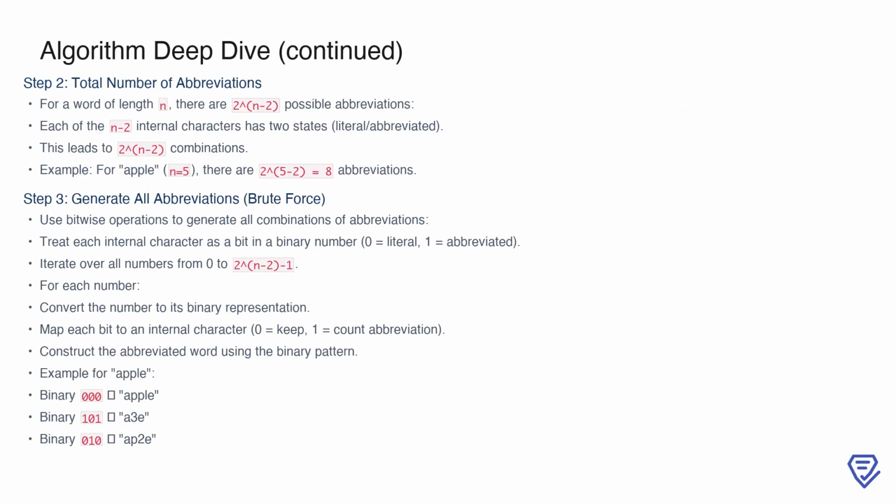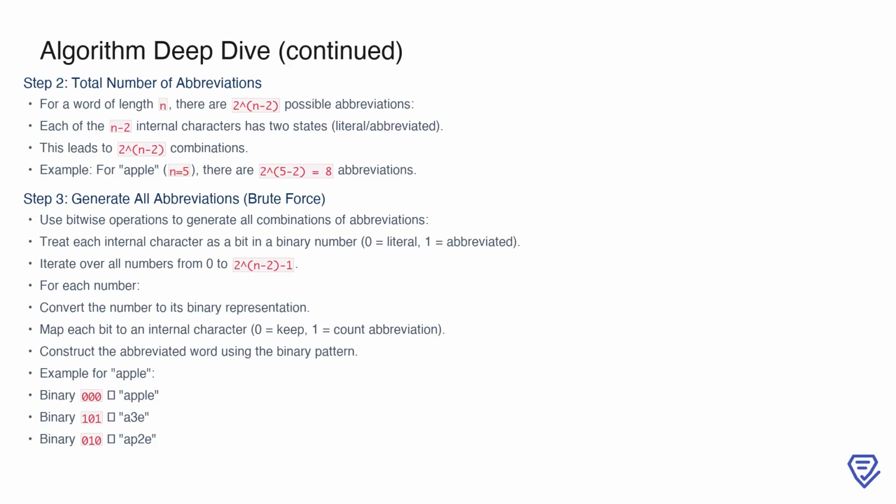Now, to quantify the total number of possible abbreviations, we note that each internal character has 2 states. It can either remain as is or be abbreviated. For a word with length n, there are n-2 internal characters, which means there are 2^(n-2) combinations of these states. For the word apple, where n equals 5, this results in 2^(5-2), or 8 possible abbreviations.